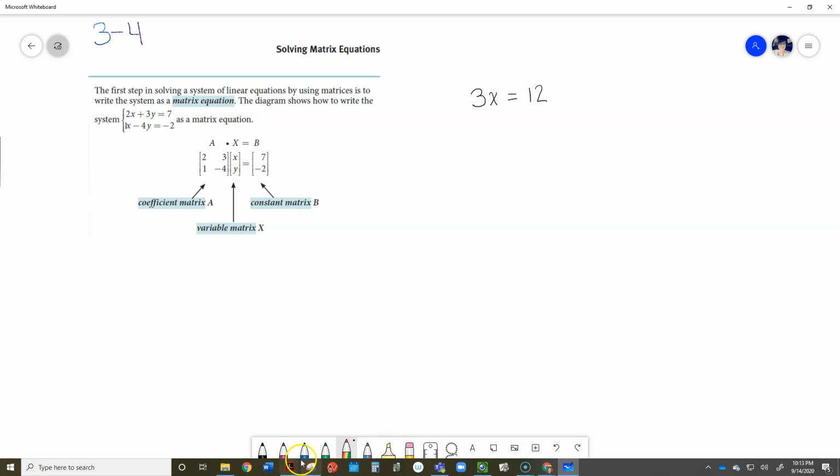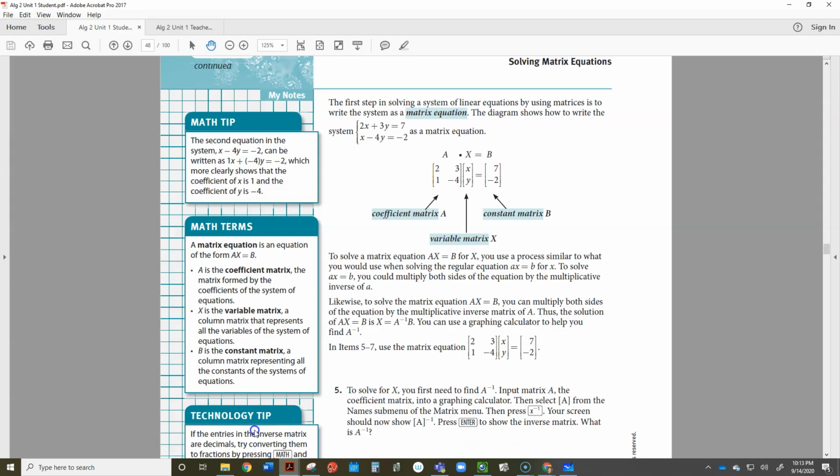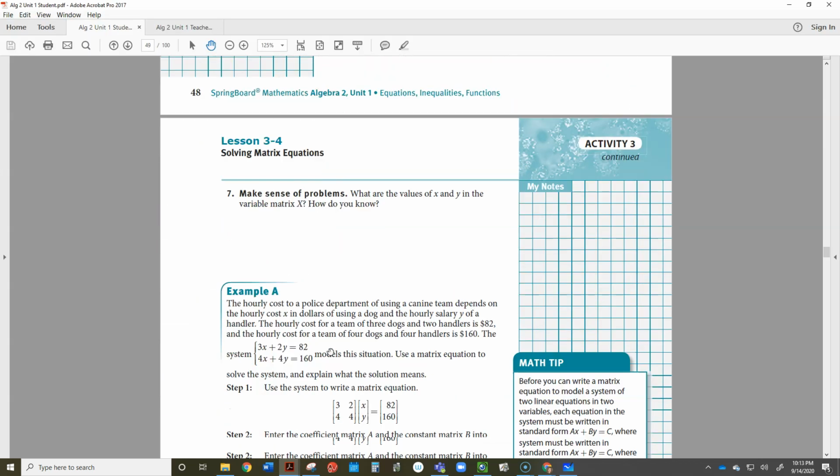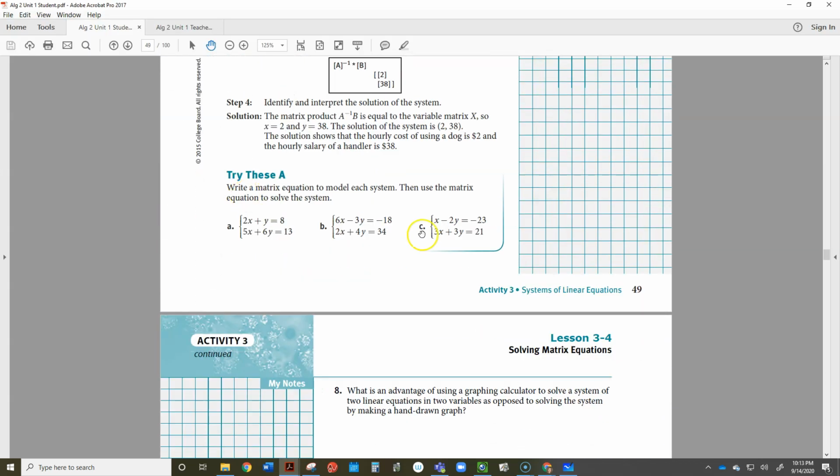And then, of course, in the Springboard book, there are definitely problems that you can try. There we go, right there. So you should practice right now taking these and rewriting them as your matrix equation. Your matrix equation will be your coefficient matrix, then your variable matrix, set equal to your constant matrix. So see if you can do those right now. All right, back to what I was doing.